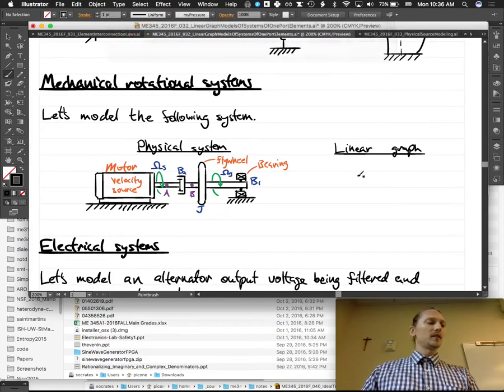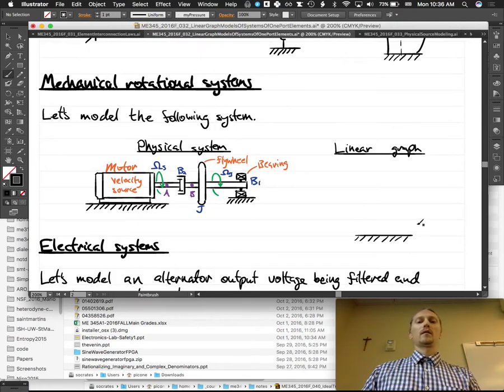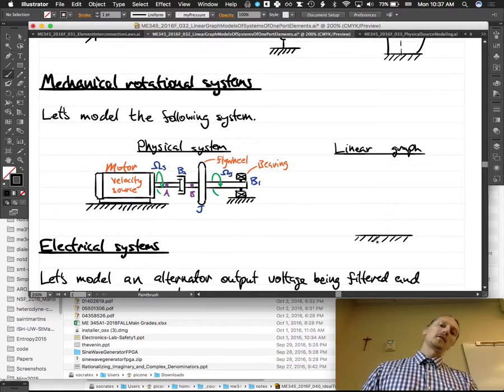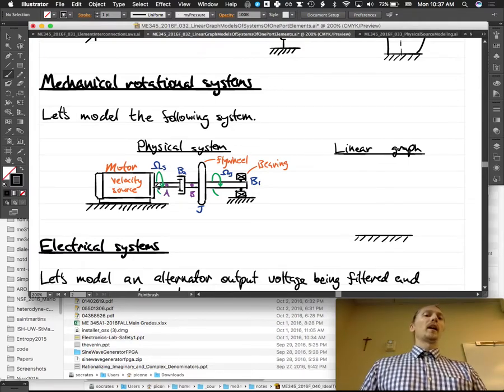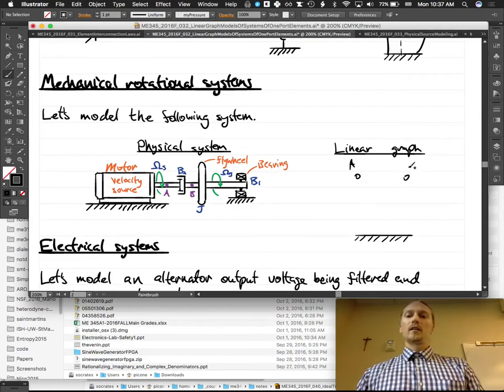So, linear graph of this system. How many nodes? So we've always got ground, right? So we've got ground. How many distinct angular velocities are we going to model here? Two. Well, two besides the reference, of course, right? So this input shaft is all going to be at one angular velocity. So we'll call that node A, and I'll label it here, A. And then B is going to be the flywheel and this shaft over here. So B.